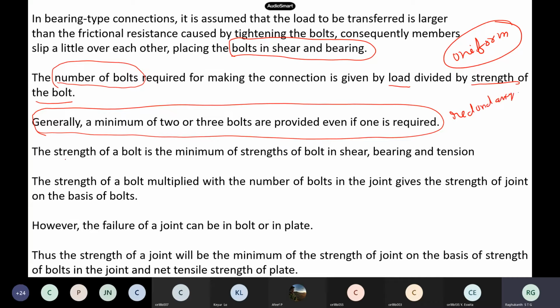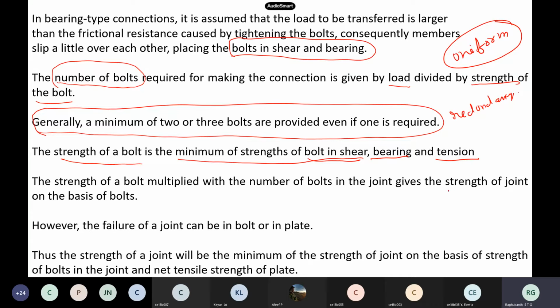Then the strength of a bolt, say. You have to find out the bolt strength in shear, then bearing, and all other things, and finally which is the minimum. So if I get in shear some 80 kilonewtons, bearing gives me some 100 kilonewtons, tension gives me some 120, whichever is minimum, that you have to design. So the minimum of the strengths, this is our design philosophy.